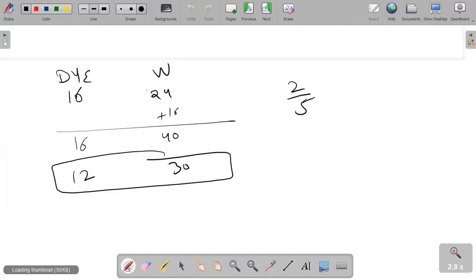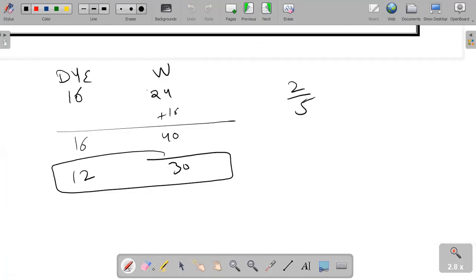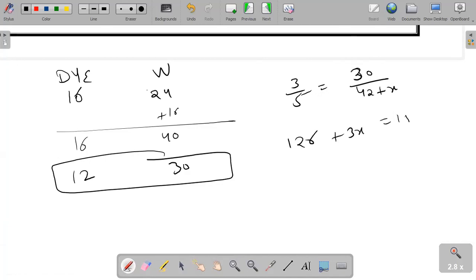So 2 by 5, not by... let's go with the water. Let me erase it. 2 and 3, so 3 by 5. I am going with the water because I don't want to mess with the thing which is getting added. So total is 42 plus x, the water remains the 30 only. So 126 plus 3x is equal to 150.